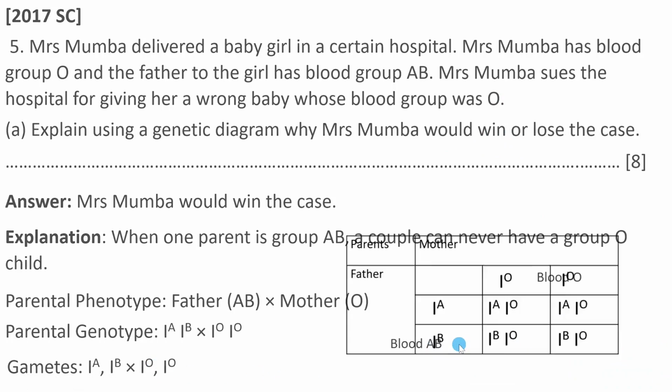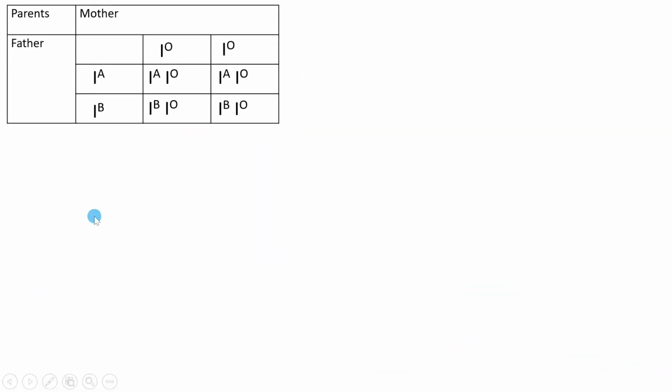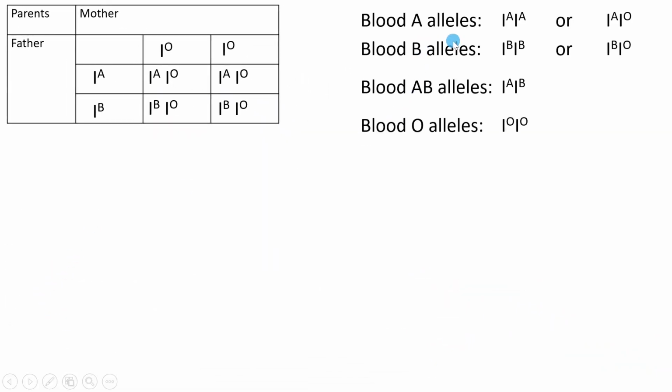Okay. So now, in conclusion, we are saying blood group alleles. Like you see that for blood group A, it should have AA or AO. Blood group B alleles are BB or BO. Blood group AB is AB. Then blood group O is OO. So from here, you see, we don't have OO.